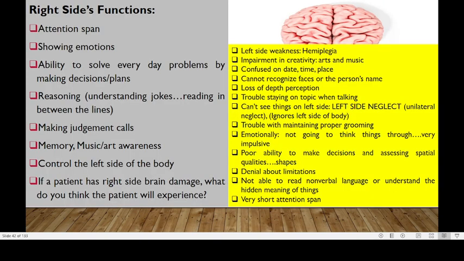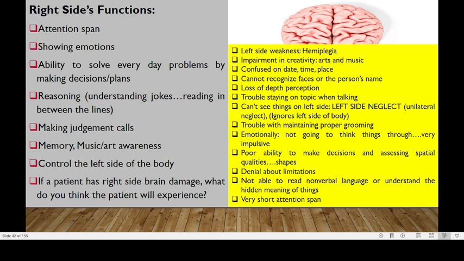So the right side functions include things like attention, controlling our attention span, showing emotions, ability to solve everyday problems by making decisions and plans, and reasoning, like understanding jokes, reading in between the lines, right? So someone who is not able to understand jokes, reading between the lines just to know this is a joke, this is not, could be having a problem with the right-sided brain. Okay, making judgment, music, memory, awareness, control of the left side of the body.